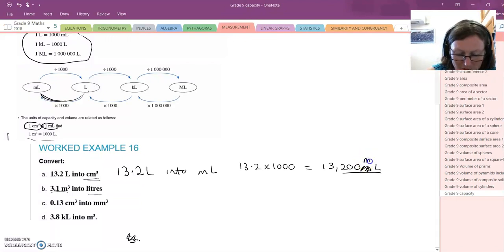13,200 mils. I was right. And then what is the relationship between mils and centimetres cubed? The relationship here, it's a ratio of 1 to 1. So 13,200 mils gives us 13,200 centimetres cubed.